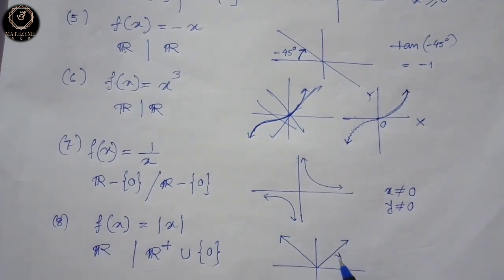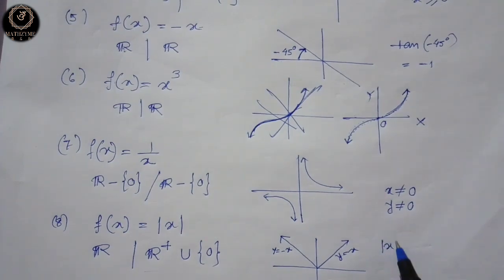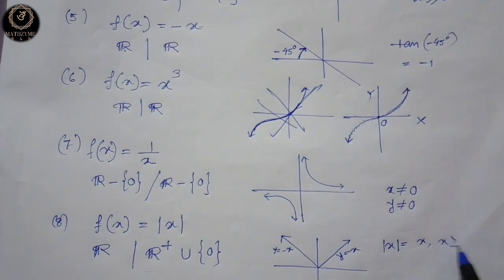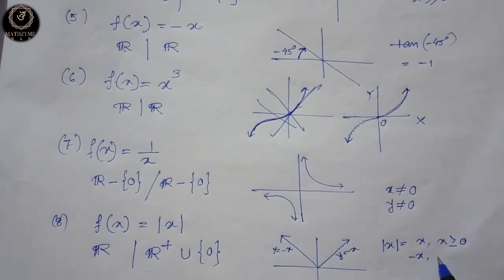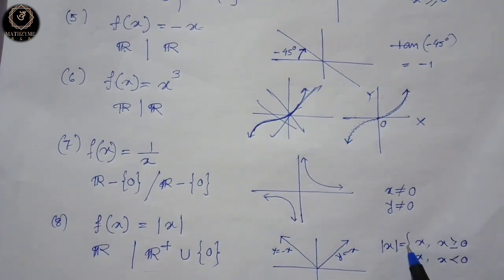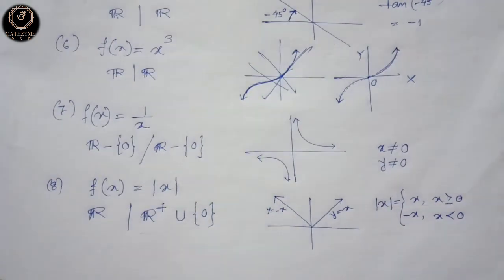Okay, that is y equals x as well as y equals minus x together form this absolute value function's graph, and we can write it as mod x equals x when x is greater than or equal to 0 and minus x when x is less than 0. Okay, so this is the definition of the mod x function.